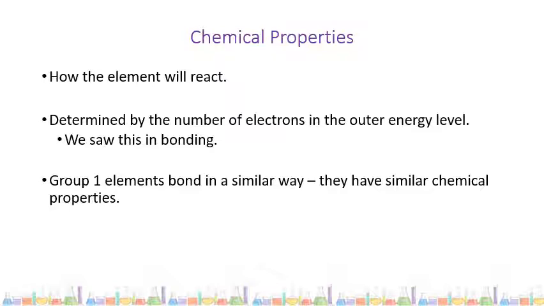If we took group 7, for example, it requires 1 electron to fill that outer shell. All of the elements in group 7 react in the same way, or bond in the same way. Group 1 elements will bond in a similar way, meaning they have some similar chemical properties to each other as well. We could apply this to all of the groups across the periodic table.